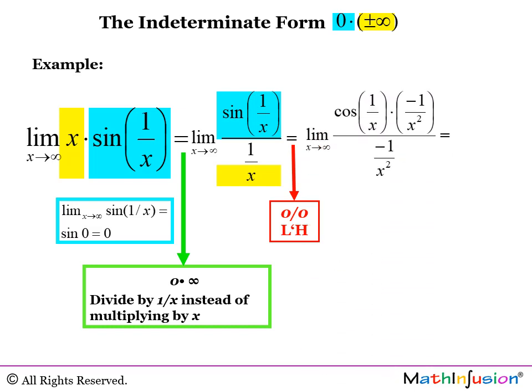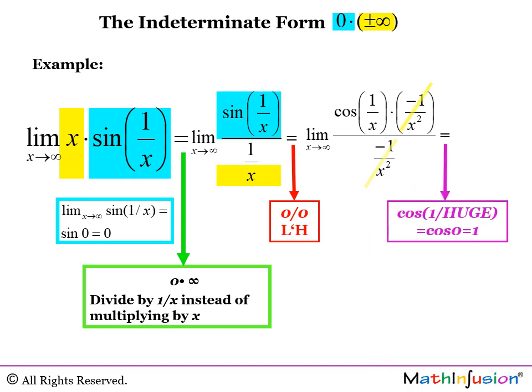Don't forget the chain rule. The derivative of sine of 1 over x is cosine of 1 over x times the derivative of 1 over x, which is negative 1 over x to the power of 2. All this over the derivative of 1 over x, which is negative 1 over x to the power of 2. You simplify before you continue. And you get cosine of 1 over x, which means that this is cosine of 1 over huge, which is cosine of 0, which equals 1. And the answer is 1.